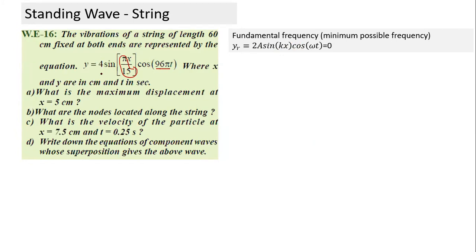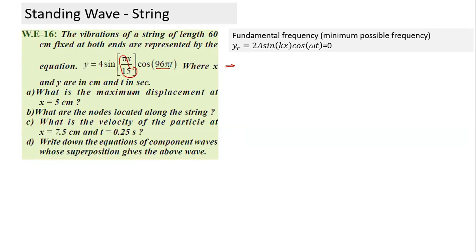See, this standing wave has been formed because of two waves which are continuously traveling in the opposite direction. And at what speed are the waves traveling? Omega by k. So all these things we can find out.